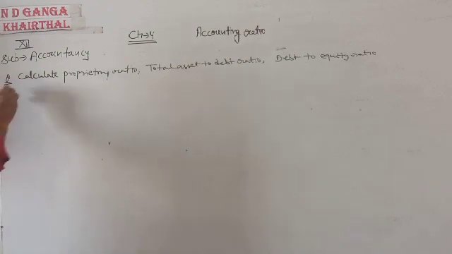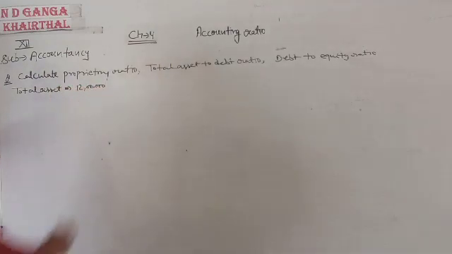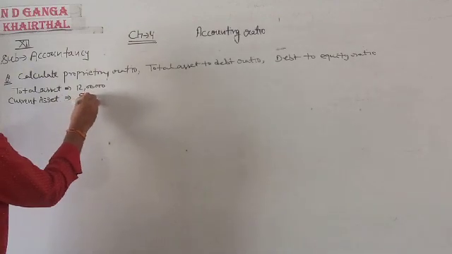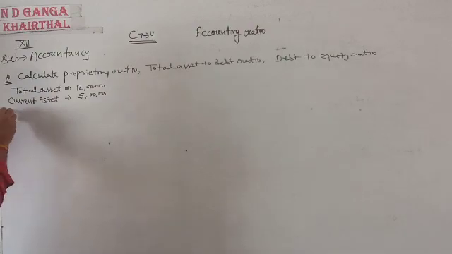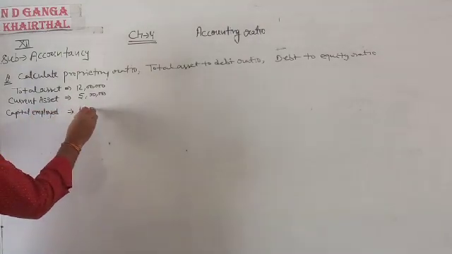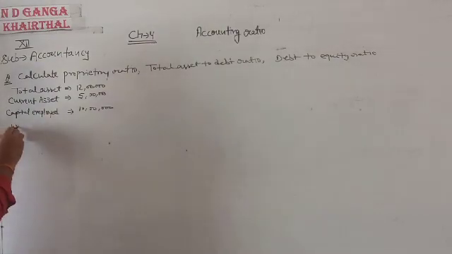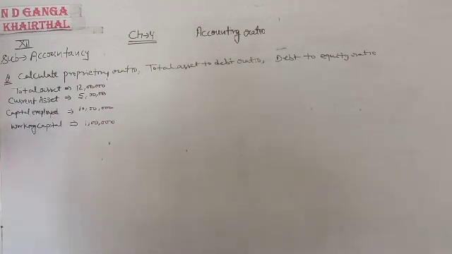So total assets equals 12 lakh. Okay, current assets equals 5 lakh, capital employed 10 lakh, and working capital equals 1 lakh. Okay, clear? So first is proprietor ratio, proprietor fund upon total assets.